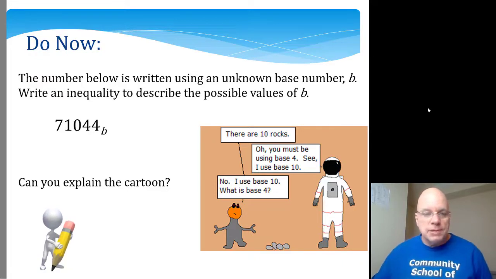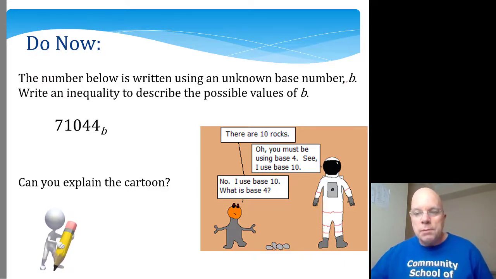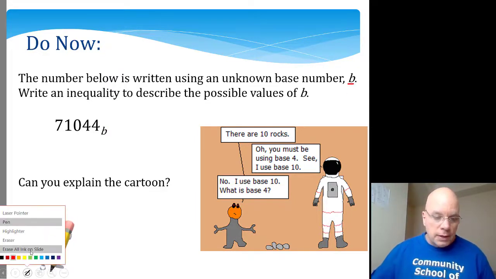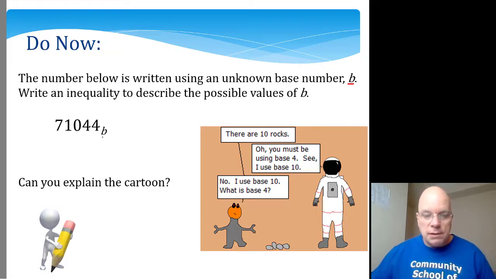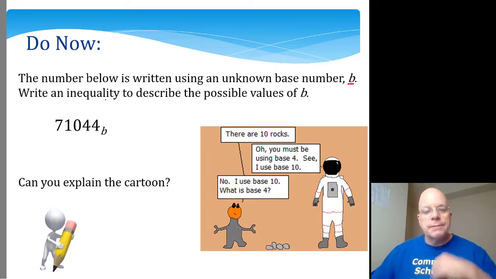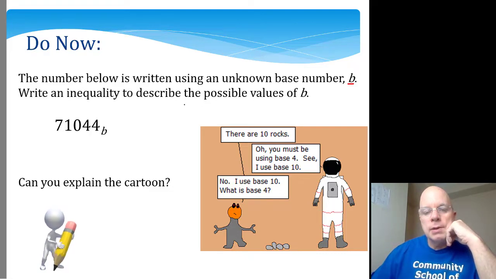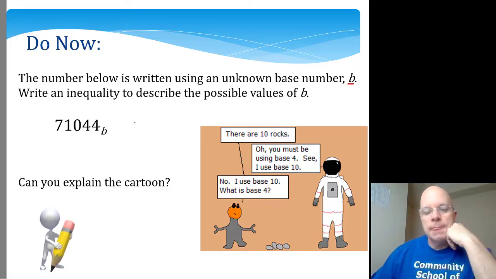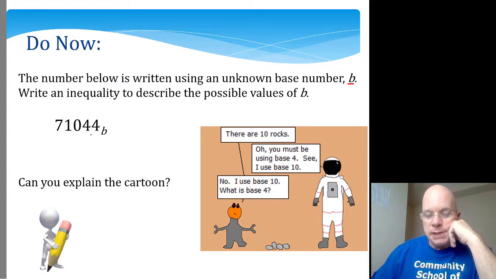This problem starts by saying the number below is written using an unknown base number. So that makes sense. We use a variable to represent an unknown number. And it makes sense to choose the variable b for an unknown base number. Base starts with b, and it's not a question, it's write an inequality to describe the possible values of b.